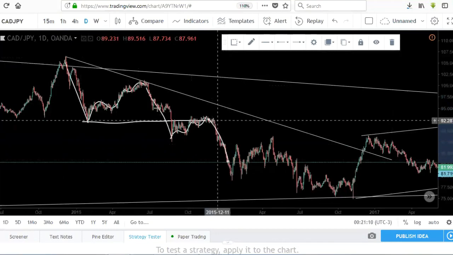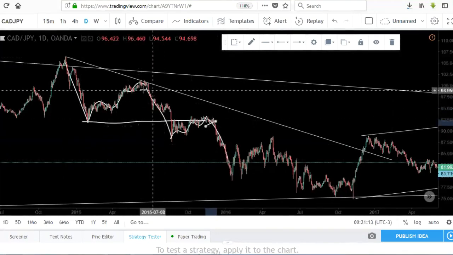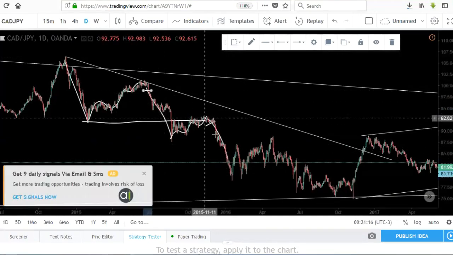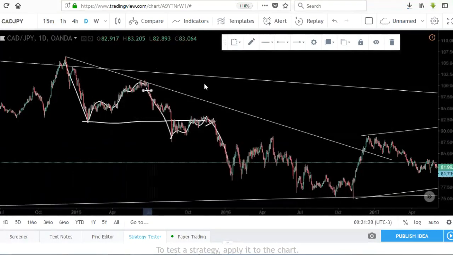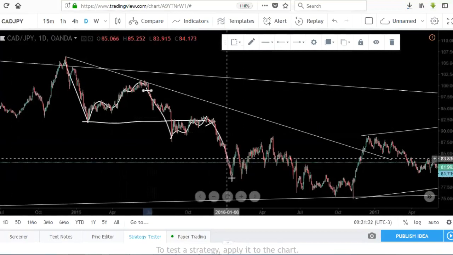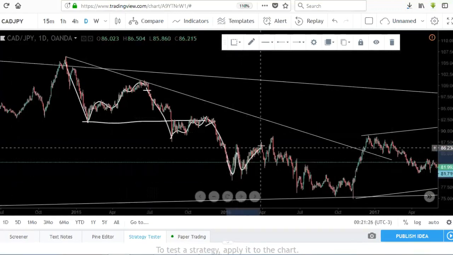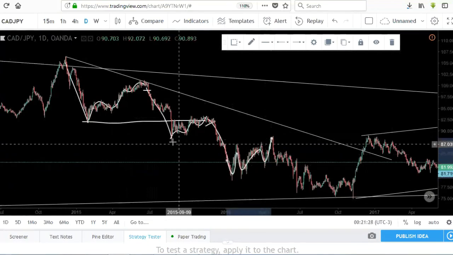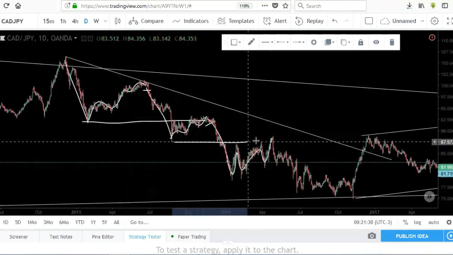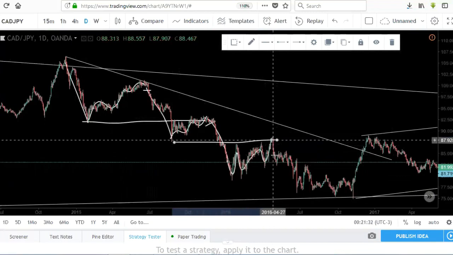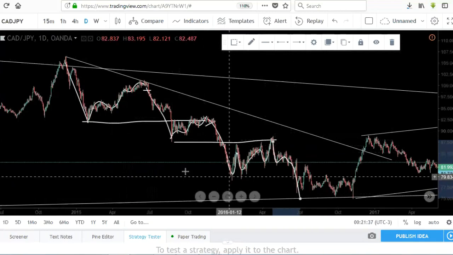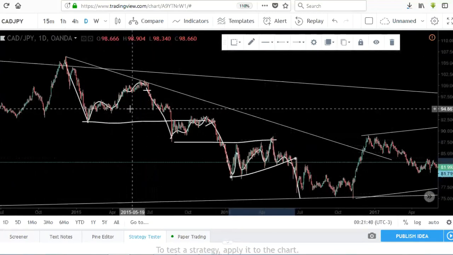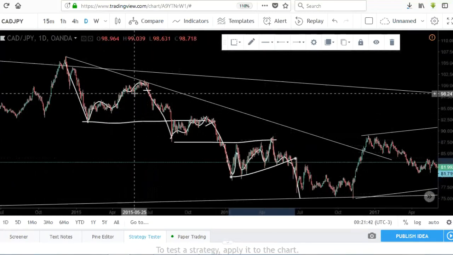These are the moves that we want to take part of. It broke down, came all the way down, and then it corrected, utilizing this previous support, now turned into resistance, then continued to impulse all the way down. This is how we identify the downtrend, and this is how we take advantage of the downtrend setups.